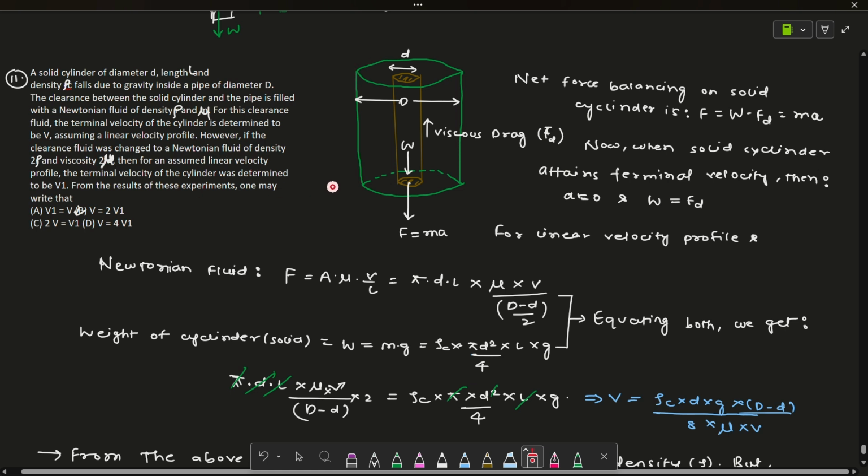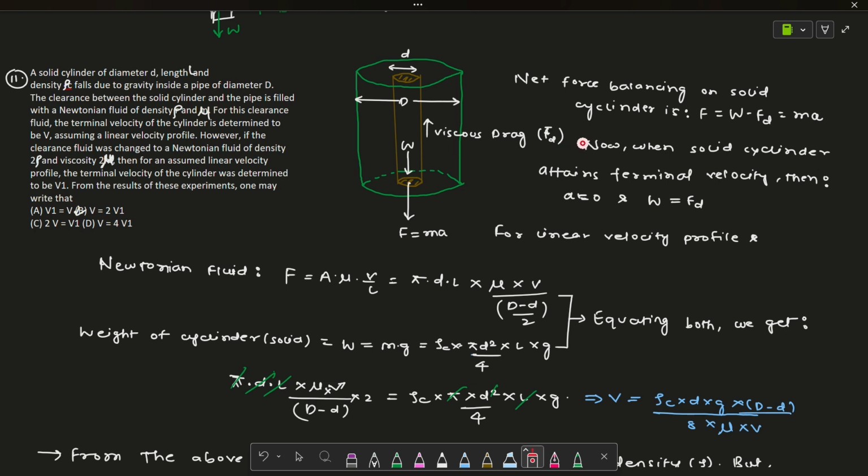However, if we change the properties of the fluid, so the density becomes double and the viscosity becomes double, then for the same force required, the velocity comes as V1. They are asking what the relation should be between the previous velocity and the final velocity. The force acting is the same; the thing that changed here is the property of the fluid.